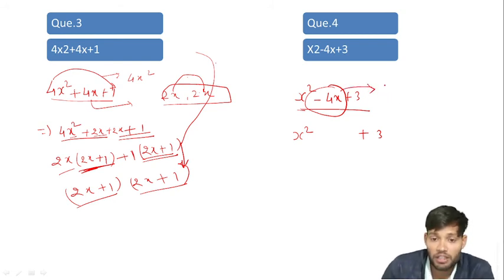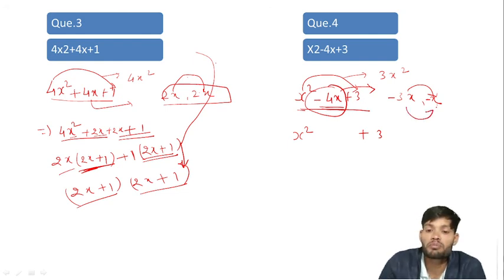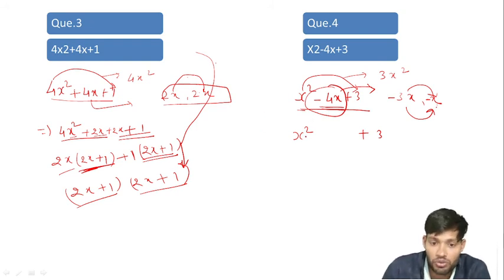Again we have to take two numbers which, when we add them, should give minus 4x, and if we multiply both, it should give 3x square. So we take minus 3x and minus x. When we add them, it gives minus 4x, and when we multiply both the numbers minus 3x and minus x, it gives 3x square. So we can write minus 3x and minus x.